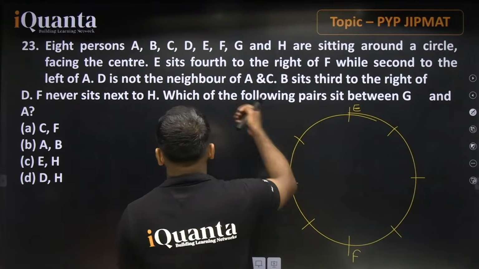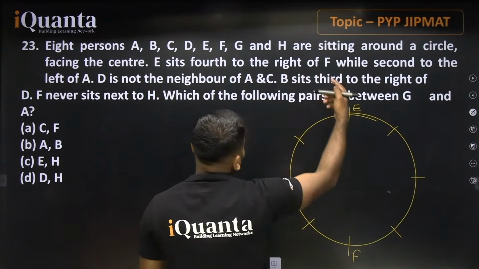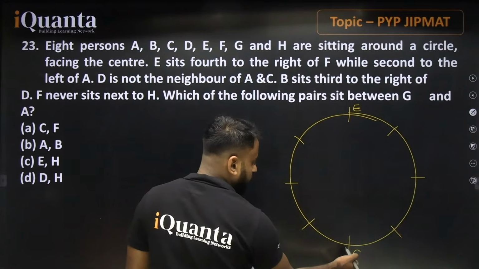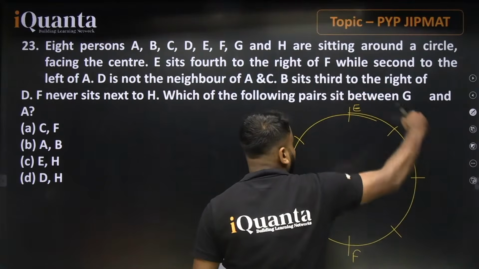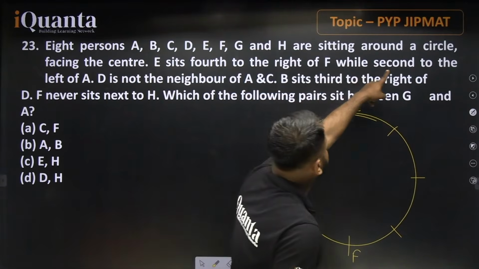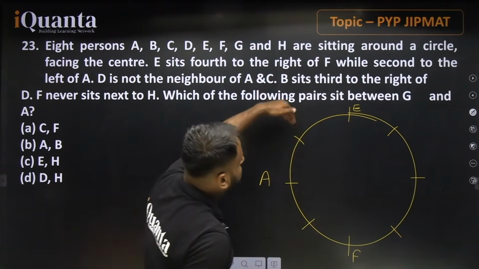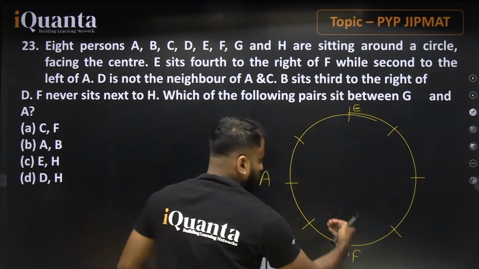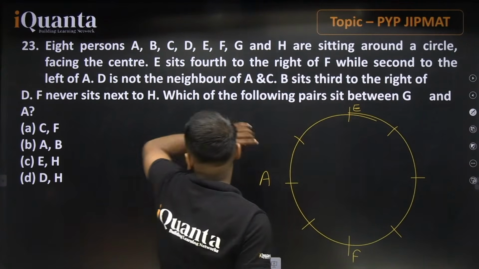So the statement says E sits 4 to the right of F. This is F. First right, second right, third right, fourth right. So E sits 4 to the right of F. Further, the statement says while second to the left of A. So A will be here because first left and second left. So E is sitting 4 to the right of F and second to the left of A. This is how it will work out.